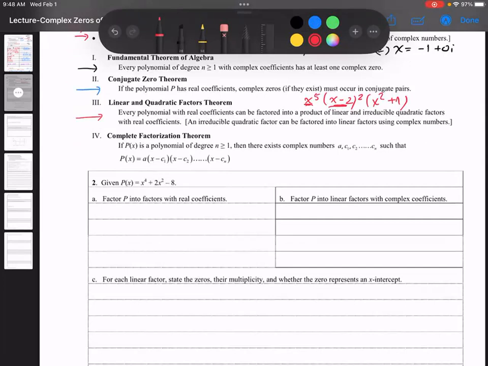Factoring, your favorite. Like I said, as long as you take math class, factoring always haunts you. Factor polynomial P into factors with real coefficients.